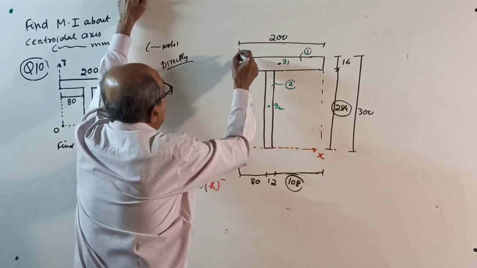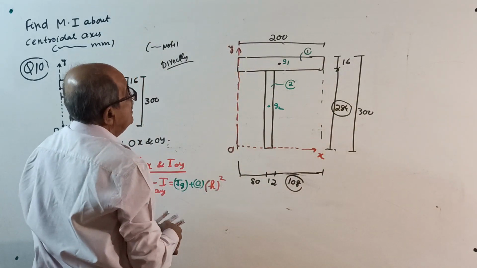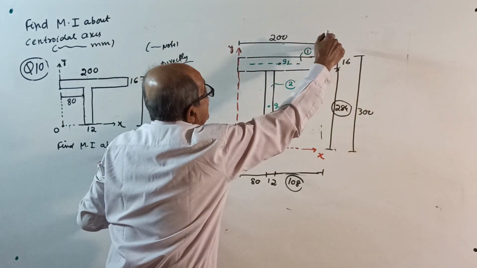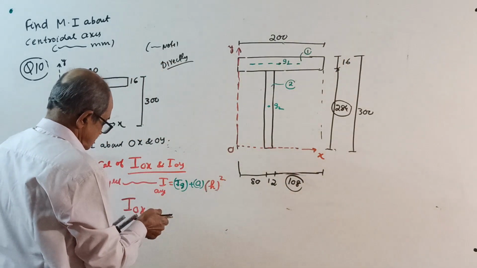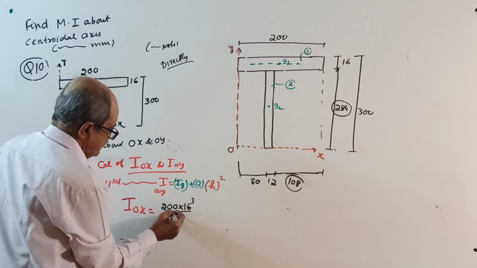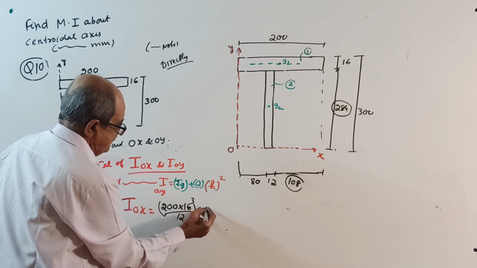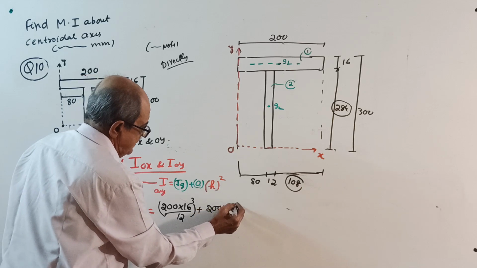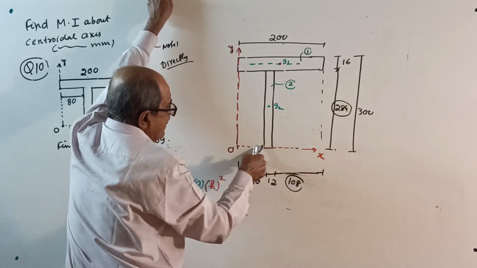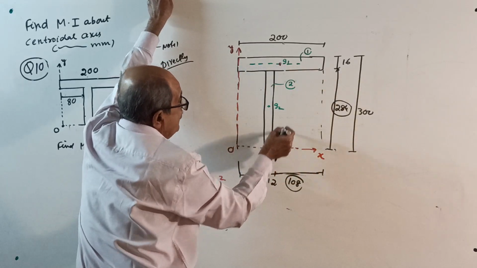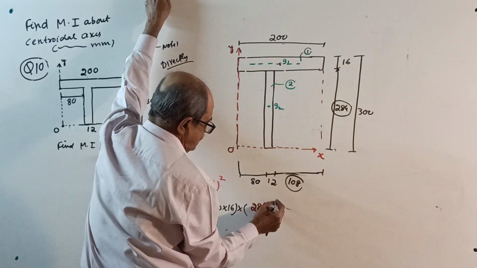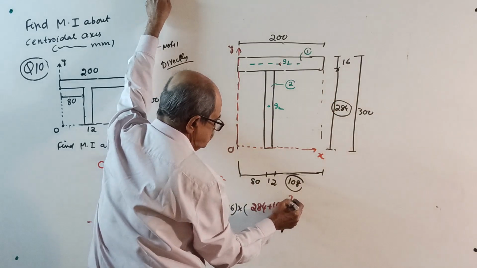See, this is O, this is Y. Start first. I about OX. First about its own axis: 200 into 16 cube by 12. That is Ig, plus area, 200 into 16, into the perpendicular distance from centroid to the required axis, squared. This is 284 plus 16 by 2, the whole square.